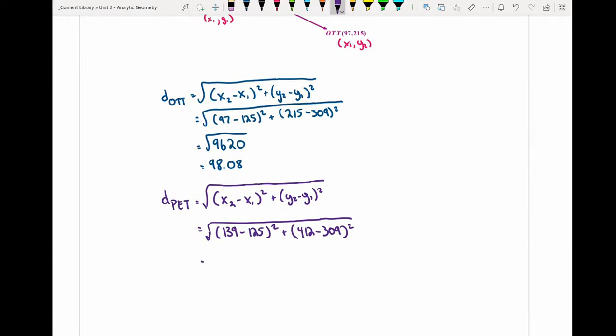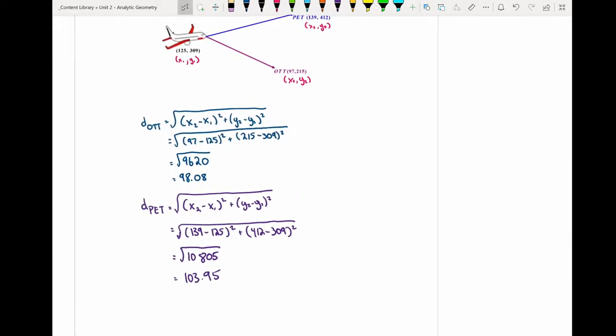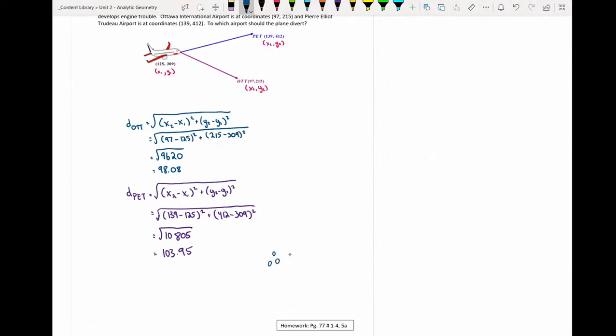And when I simplify all that, I should get 10,805. And when I square root that, 103.95. So looking at these two, I think it's clear we can tell which one is shorter. Even though it's by a little bit, it's still a shorter distance. So therefore, the plane should divert to Ottawa.